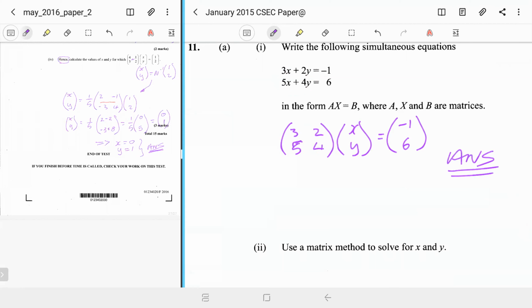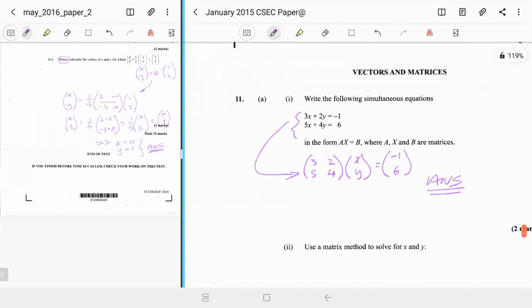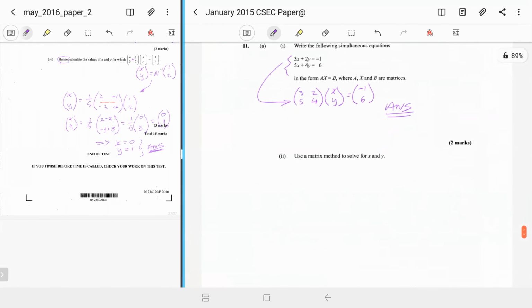You have written the equations in matrices form right there. Done. Quick and fast. Full marks for that. 2 marks for that. Easy. Good. That's the matrices equation you have written there. Do you understand that? So far so good? Yes, sir.